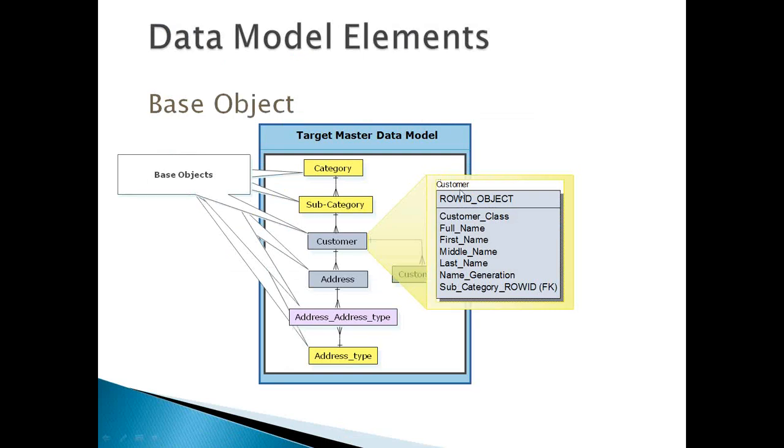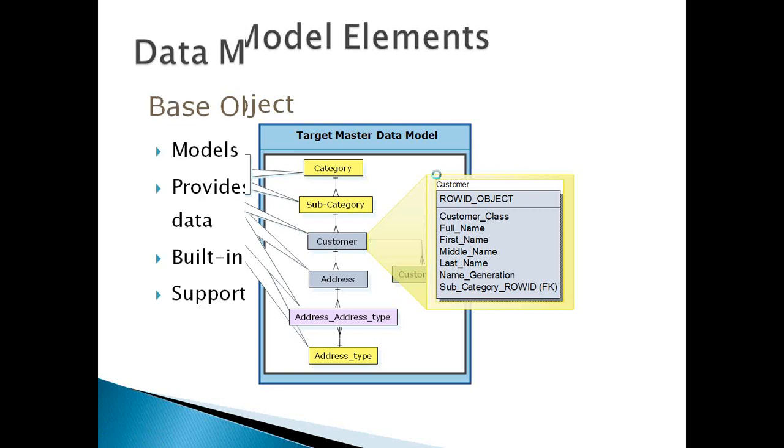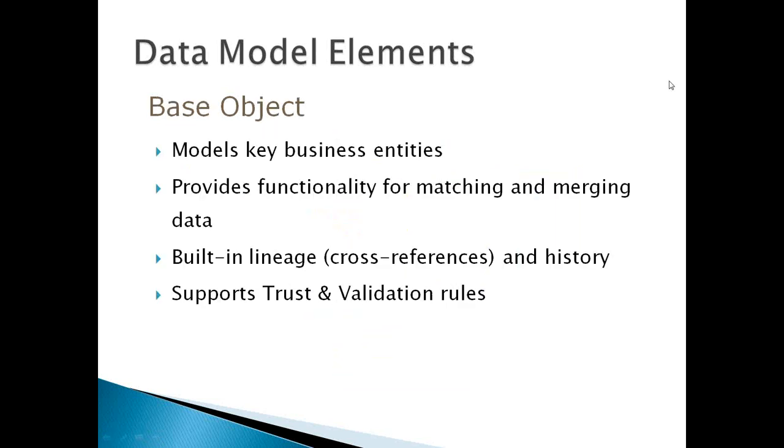So here the same thing is that every base object that we create will have the row ID object values, and these are the business columns that we are going to create as per the part of the lab. Base object basically models the key business entities and provides functionality for matching and merging the data. So once the data is loaded into the base object, only then do we do all the matching and merging activity.